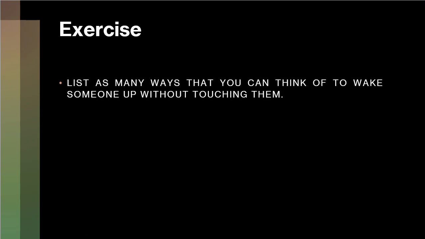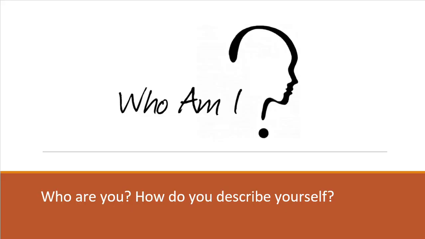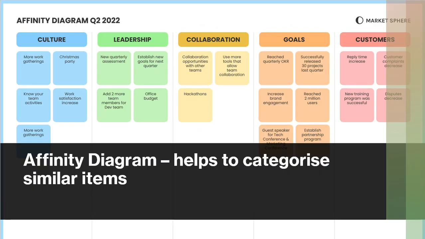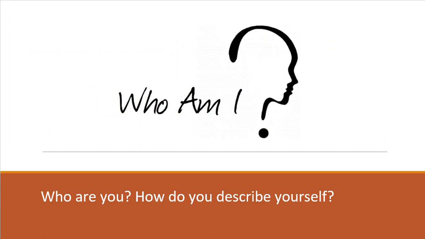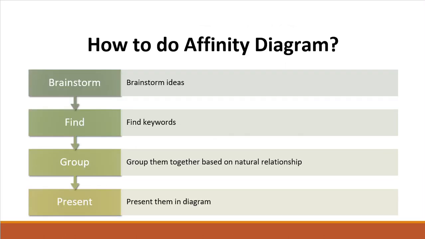Let's move to the next one: the affinity diagram. This one is a tool for critical thinking. An affinity diagram helps to categorize similar items. I will show you one simple example. Who am I? For example, when you are asked, who are you? How do you describe yourself? You can use an affinity diagram. So what is an affinity diagram?